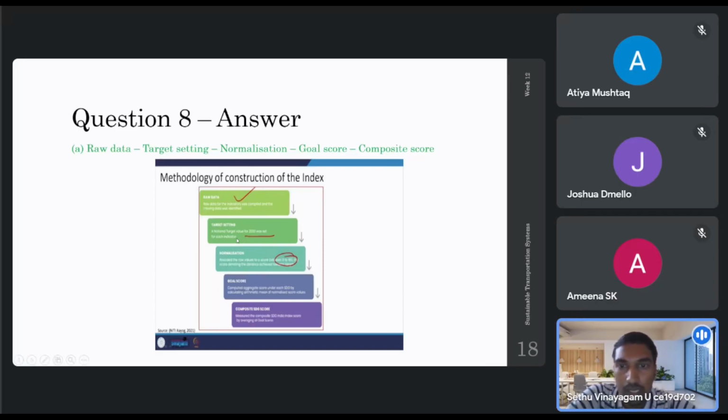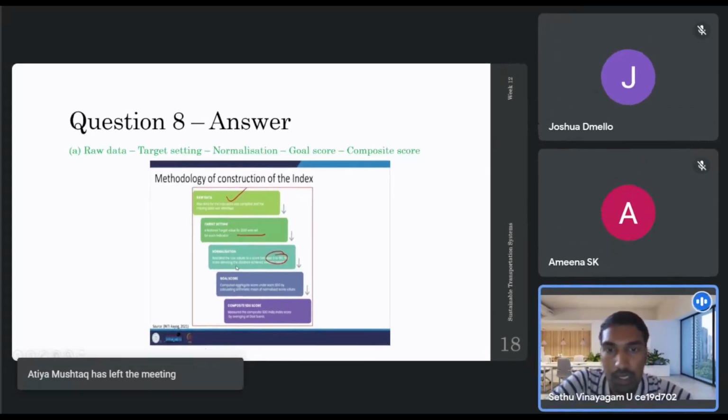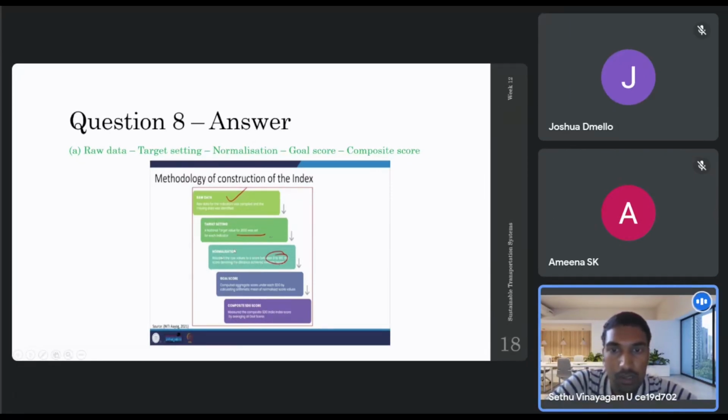So once we have the target, we go for the normalization, right? What is the purpose of this? The normalization is to basically convert this. The raw data will be in different scales, so for each indicator the score will be in a different scale, but we have to bring all of them into a single scale, a value between 0 and 100. That's what we do in the normalization. So the raw data will be converted to a score between 0 and 100, where 100 will be the best and 0 will be the worst. That is the intuitive scale that we'll be working with. That process of conversion is the normalization.